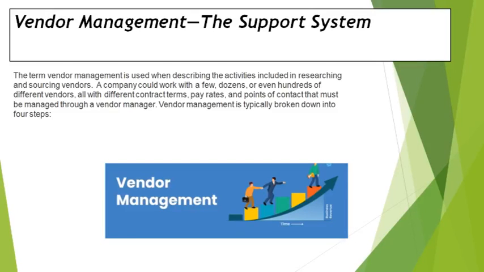A company could work with a few dozen or even hundreds of different vendors, all with different contract terms, pay rates, and points of contact that must be managed through a vendor manager. Vendor management is typically broken down into the following four steps, which we'll see in the next slide.